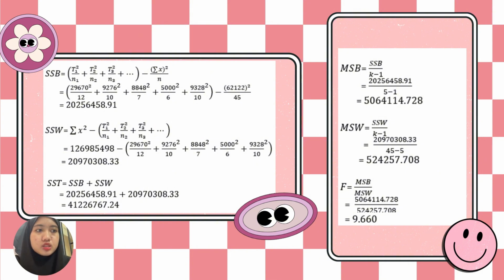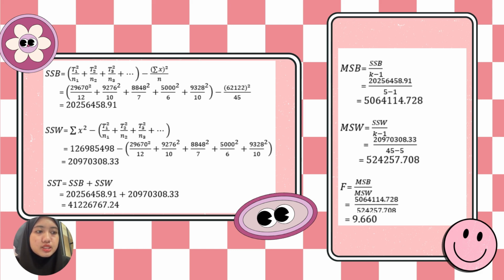41226767.24. Next, MSB is the mean square of between, and MSW is the mean square of within. For MSB, we will use the formula SSB over K minus 1. We will get 50641114.728. And for MSW, we use the formula SSW over N minus K. We get 524257.708. And the last one, we need to find the test statistic F. F is equal to MSB over MSW.